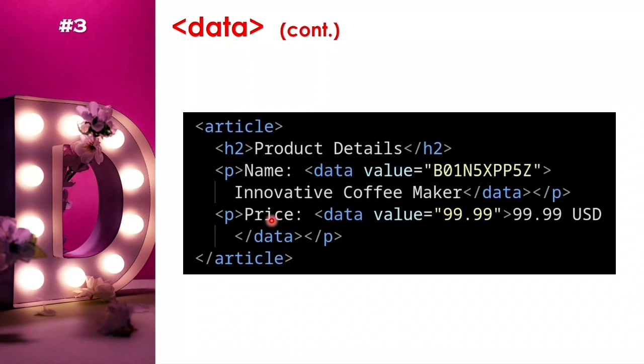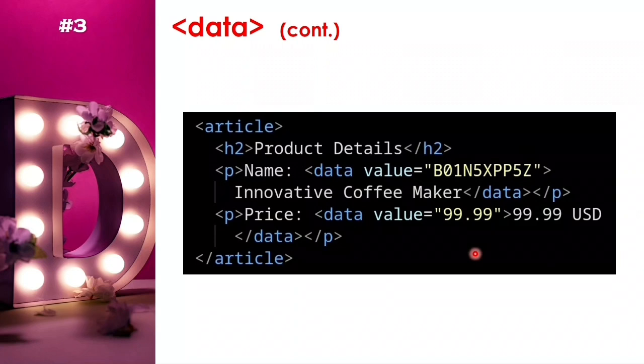But in the background, I also want to have some pieces of data to be able to use programmatically. The name of the product is Innovative Coffee Maker, but that's not what it's called in my database. In my database, it has an ID. So I can wrap this Innovative Coffee Maker inside a data element, and that's going to be shown in the browser with no problem, but I also provide a value attribute. Inside this value attribute, I can put that machine-readable code.